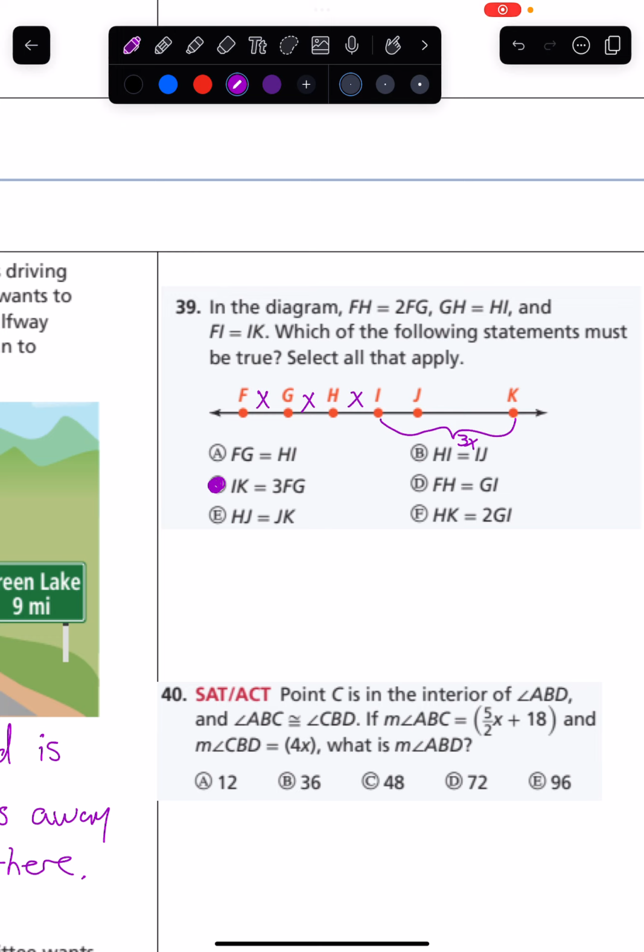B says HI equals IJ. So HI is X. IJ, again, we don't know how long IJ is, so we can't say that. FH equals GI. FH is 2X units long. GI is 2X units long. That's true, so D is true. And the last one, HK equals 2GI. H to K is going to be X plus 3X units, or 4X units. 2GI, G to I is 2X units, so that's 2 times 2X units, and so that's also 4X units. So F is also true.